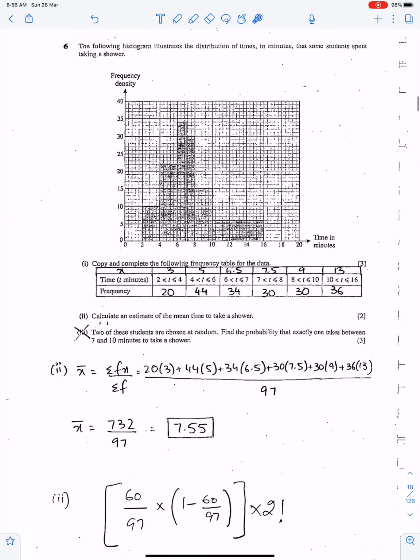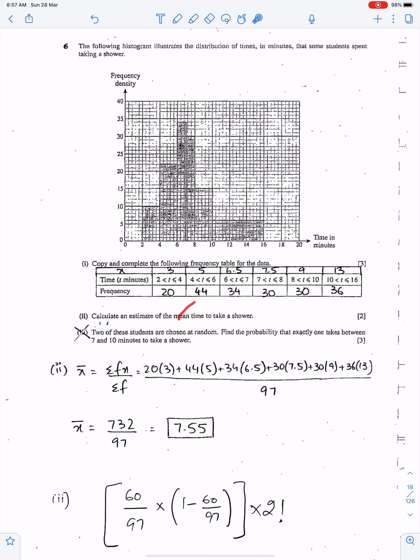We have done this question, 6. Histogram is given. We have to complete the table. The area of rectangle is frequency. So this width is 2 and this height is 10. So 10 times 2 makes 20. So you can complete the table in this way.